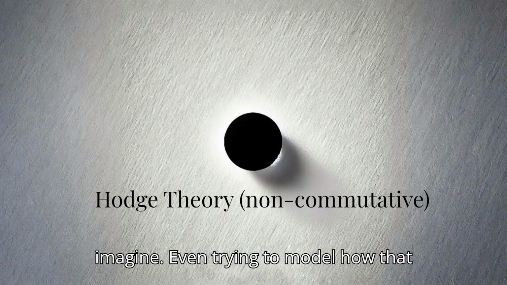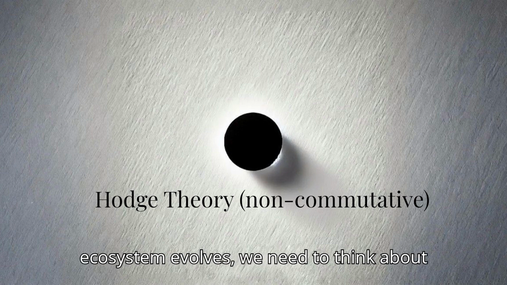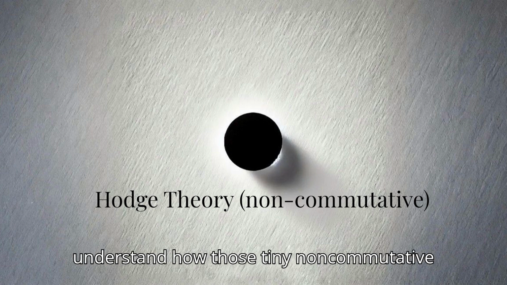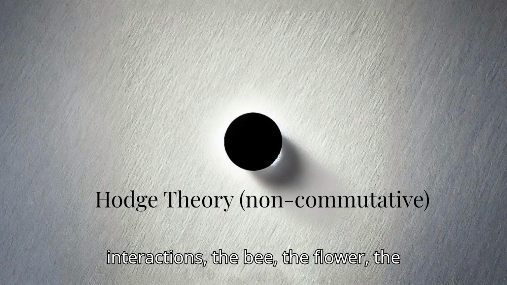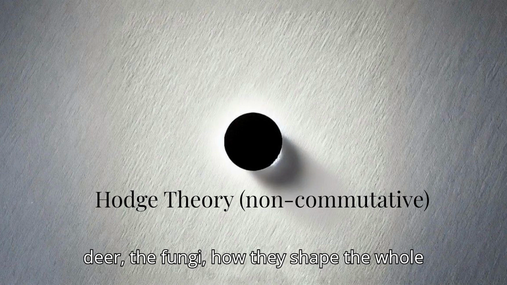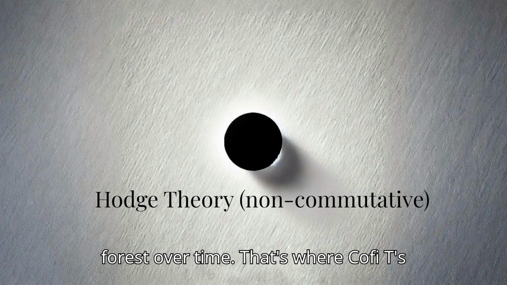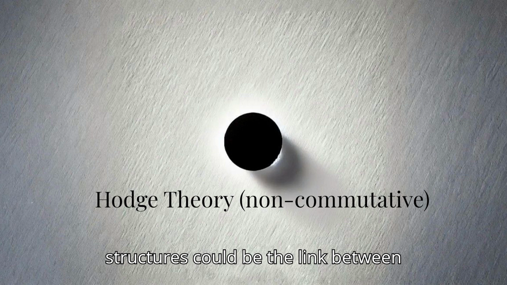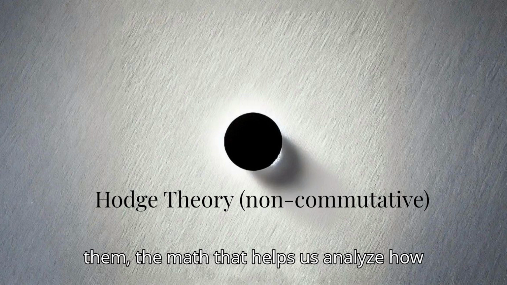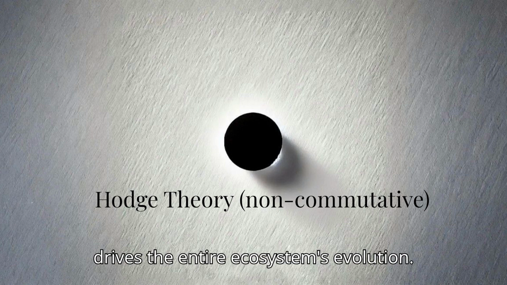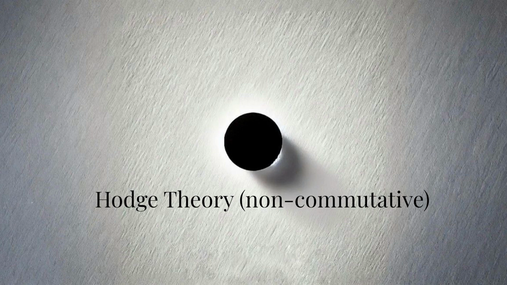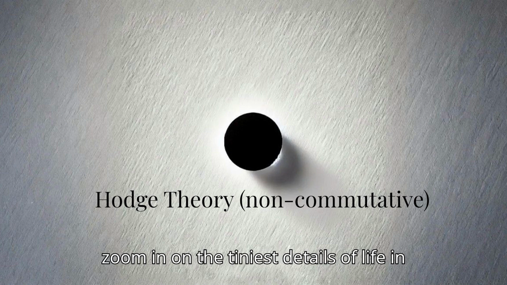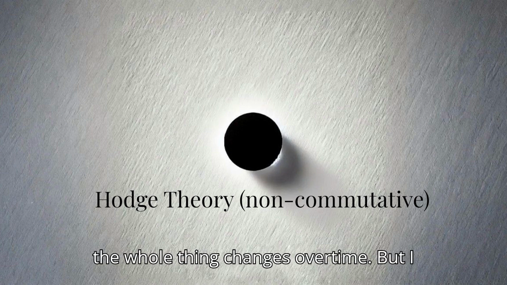Exactly. Now imagine trying to model how that ecosystem evolves. We need to think about the individual interactions and how they affect the whole system. So we need to understand how those tiny non-commutative interactions, the bee, the flower, the deer, the fungi, how they shape the whole forest over time. That's where COFETs come in. You got it. And NC-Hodge structures could be the link between them. The math that helps us analyze how the order of those tiny interactions drives the entire ecosystem's evolution. This is so cool. It's like using math to zoom in on the tiniest details of life in the forest, then zooming out to see how the whole thing changes over time.